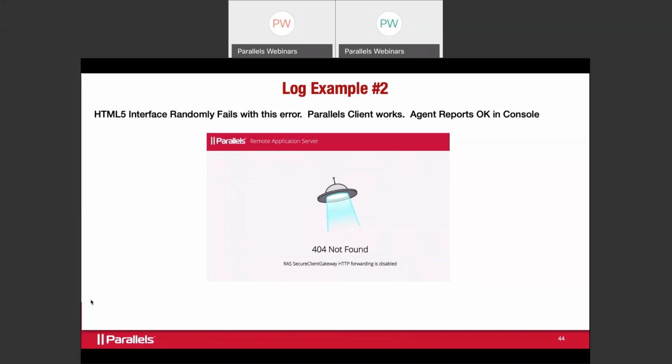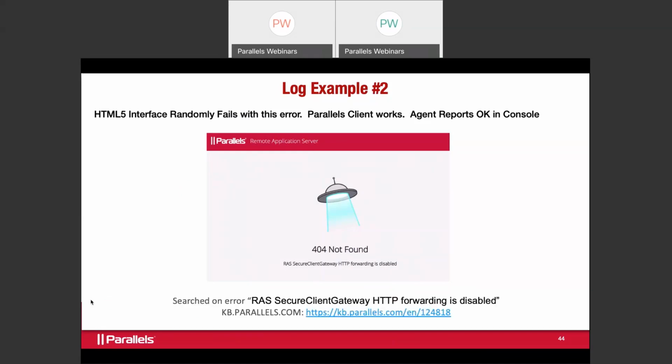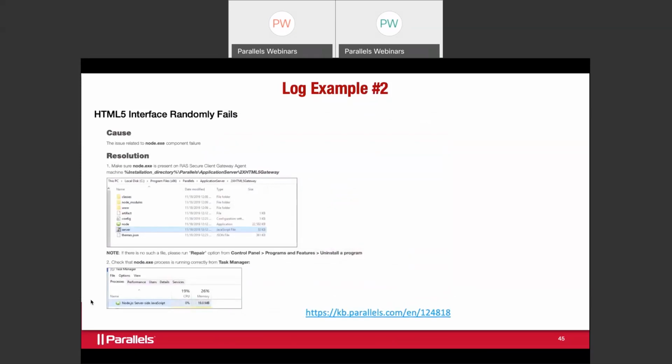So I took a little bit of a shortcut on this one. I actually grabbed that error at the bottom, 404 not secure client gateway HTTP forwarding is disabled. And I plugged that into our online knowledge base, and what do you know? I came up with a knowledge base article. So I go to the knowledge base article and see what's going on, and it says, oh, well, you got this component called node.exe, and it should be running in Task Manager and present on the server.